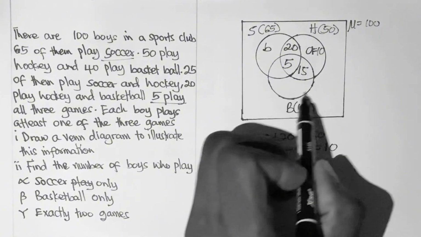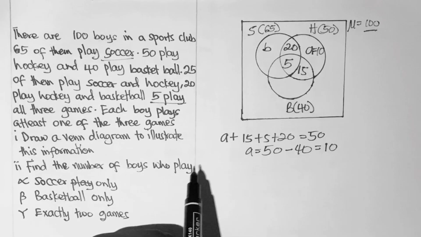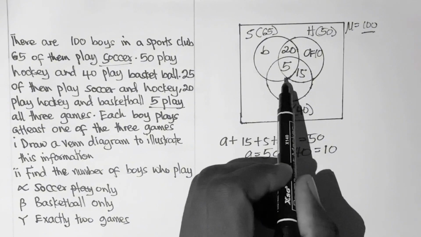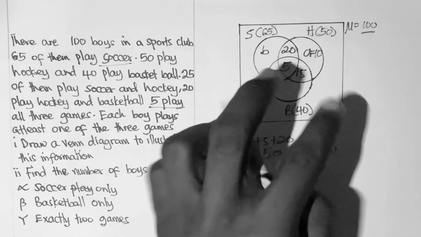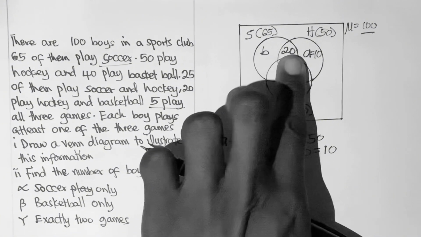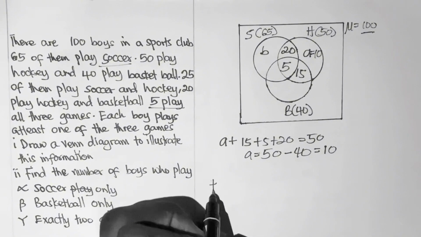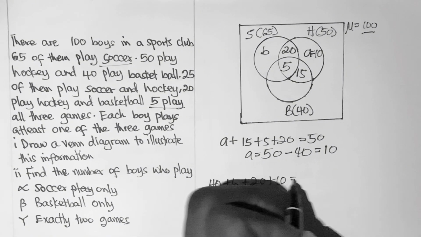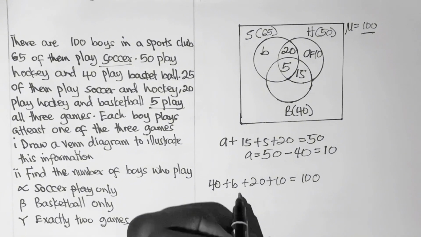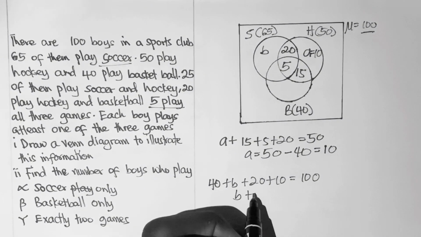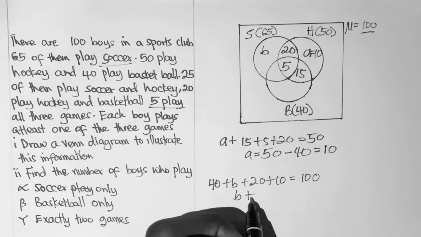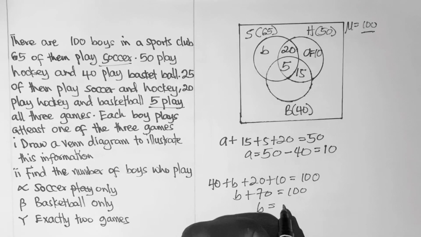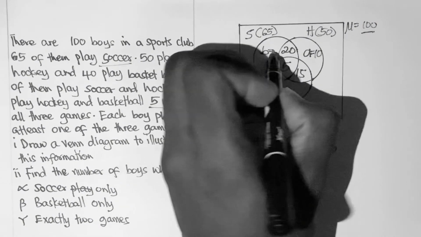So if we sum everything in all the regions, we are supposed to get 100. So now let's sum. You see that all of this region, which belongs to the basketball, is 40. So if I cover it, we are left with b, 20, and 10. So 40 plus b plus 20 plus 10 is equal to 100. So b plus 20 plus 10 is 30. 30 plus 40 is 70. 70 plus b is equal to 100. So b is equal to 100 minus 70, which is 30. So b is equal to 30.